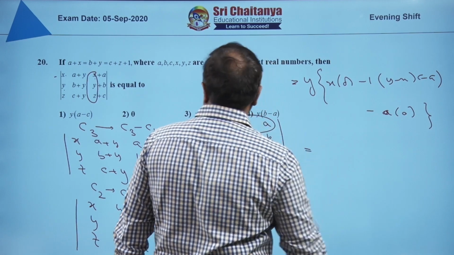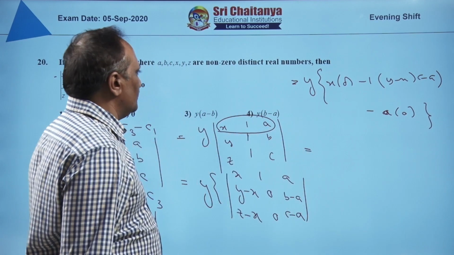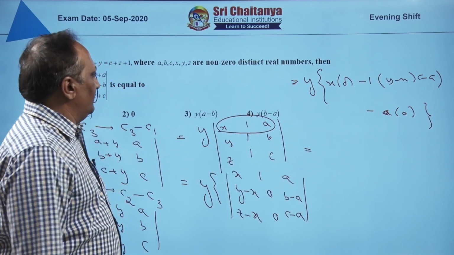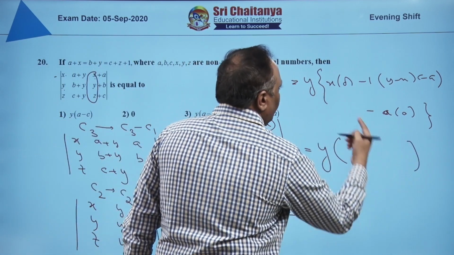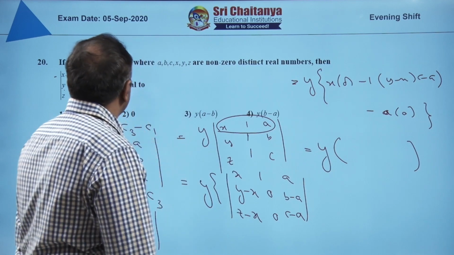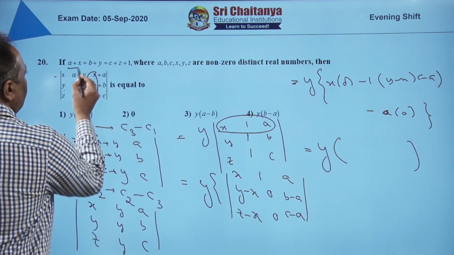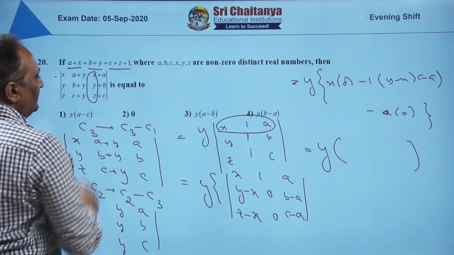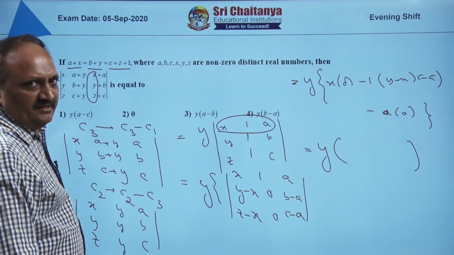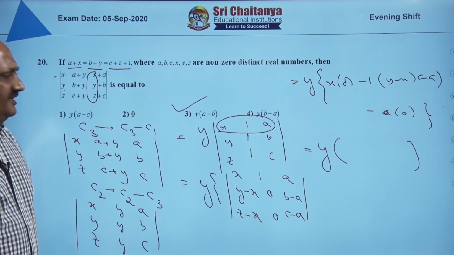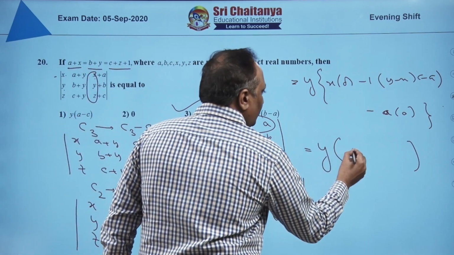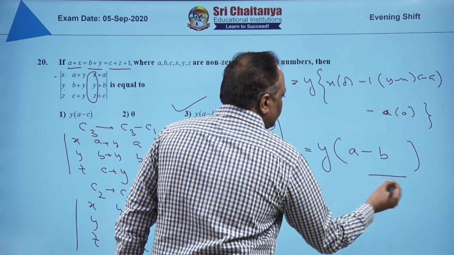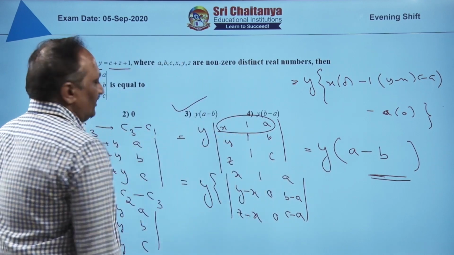So, by simplifying this, we can arrive at the solution simply, and the answer we can get is y into the value in this. In the question it is given clearly that a plus x is b plus y, that is c plus z minus 1. That also we can use in this determinant. The final conclusion, by using these conditions, the answer is y into a minus b. That is given in the third option.